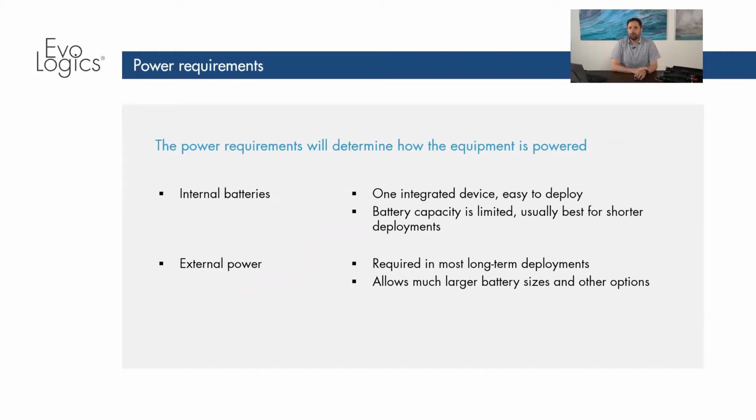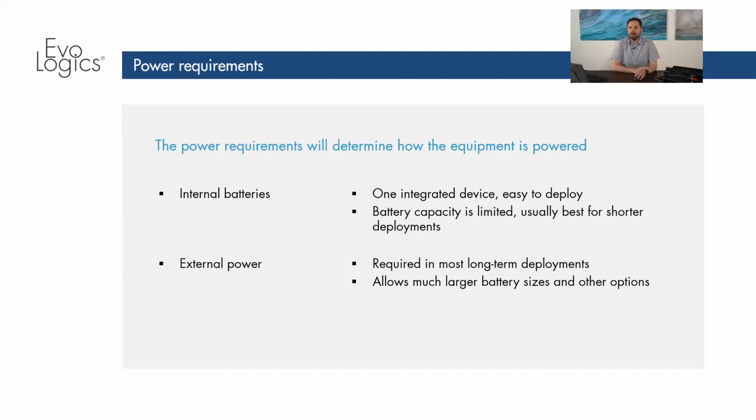In order to solve the power requirements, we can use either internal batteries or external power. Internal batteries are practical because you only have one device. It's easy to deploy, but then your battery capacity is limited. It's better for short deployments, as I mentioned, from a few days to maybe up to 3, maximum 4 months. That depends on how much you will be transmitting, but it's a rule of thumb.